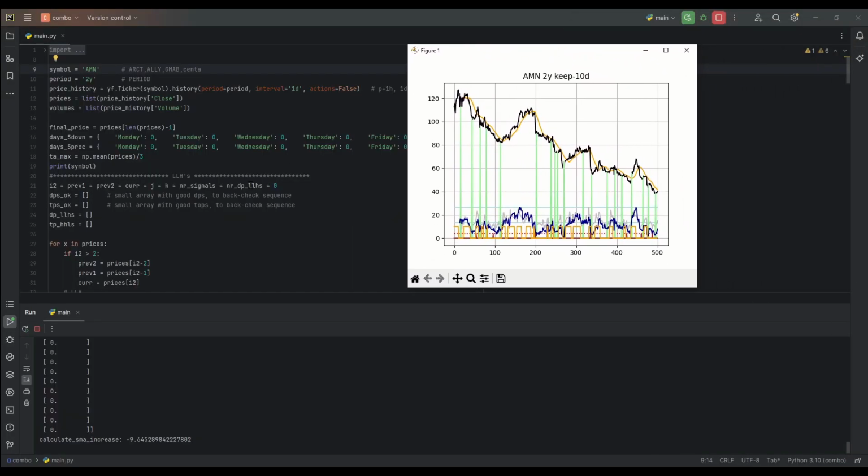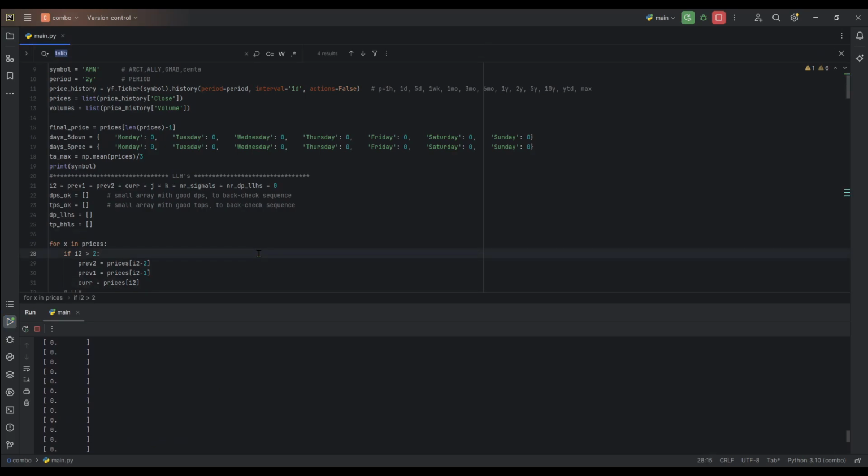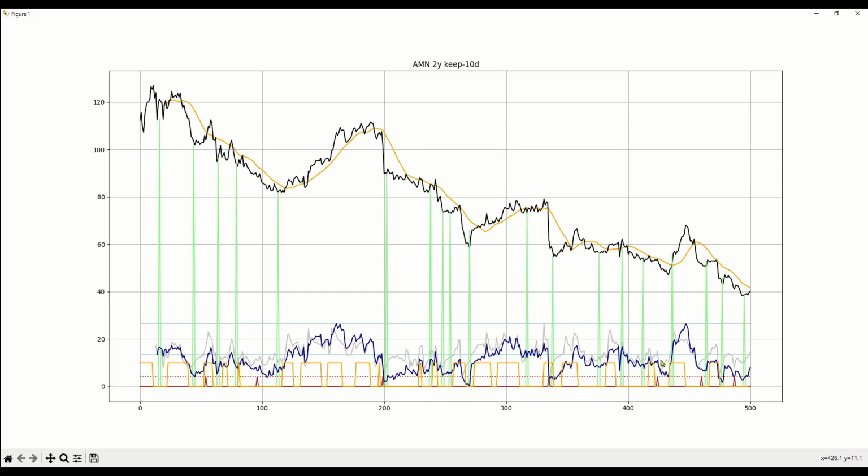Let me just check something. Yeah, that print that we had. So let's go to 1 sec. Yeah. Let's see and just, yeah, so this one is quite good over here.